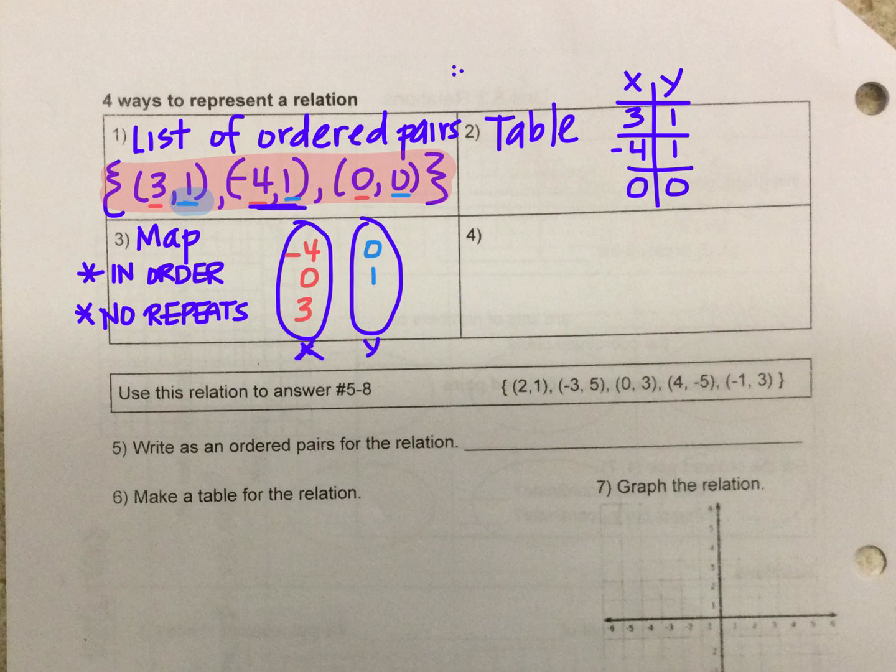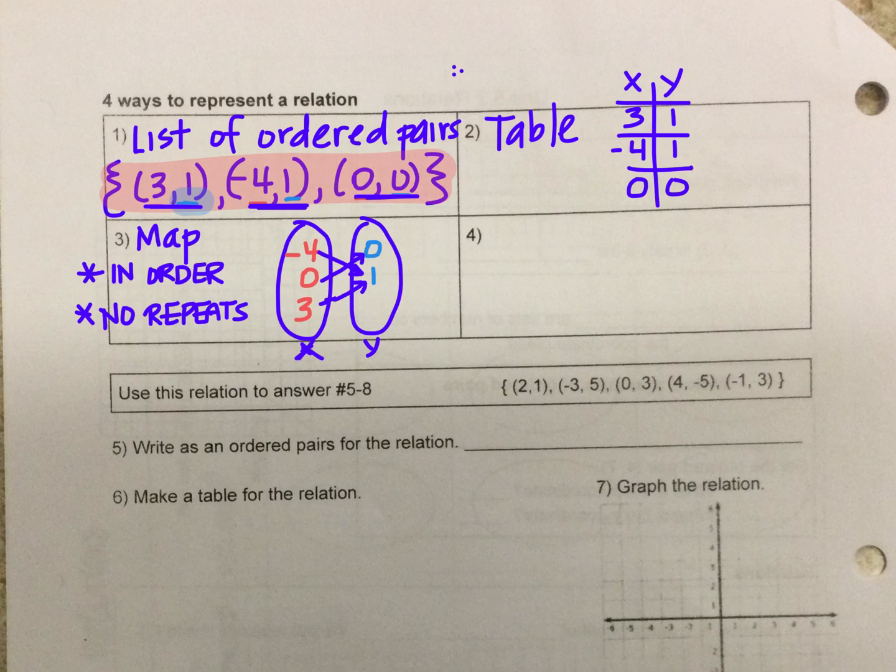-4 goes with 1, so I draw an arrow from -4 to 1. 0 goes with 0, so I draw an arrow from 0 to 0. And 3 and 1, so I draw an arrow from the 3 to the 1. And that's how you make a map.